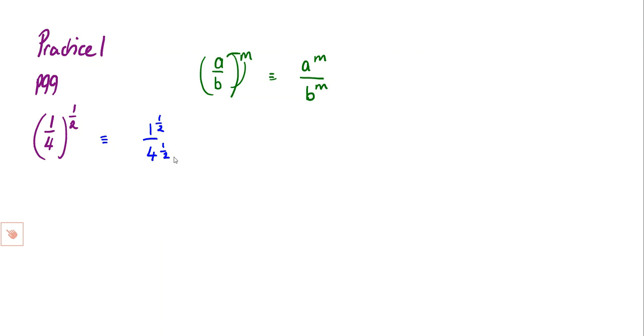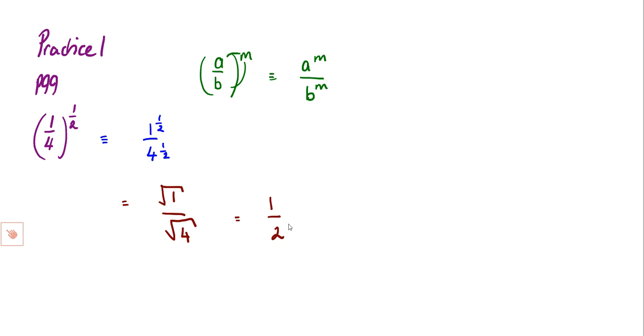Now, the next stage would be to use what we were talking about last time, which is that to the power of a half is the same as the square root. So we've got the square root of 1 divided by the square root of 4, which equals 1 divided by 2. What's the square root of 1? What's the square root of 4? Oh, 2, right.